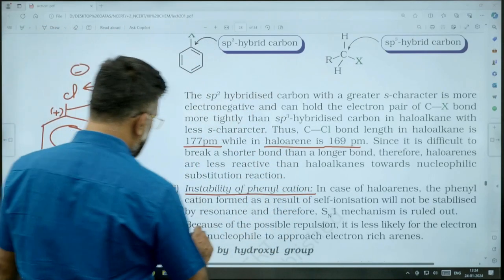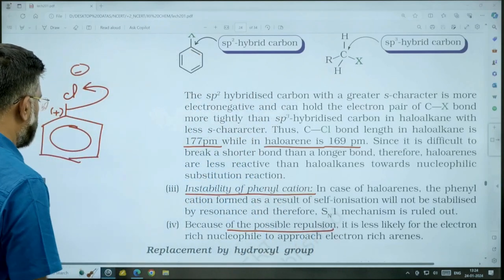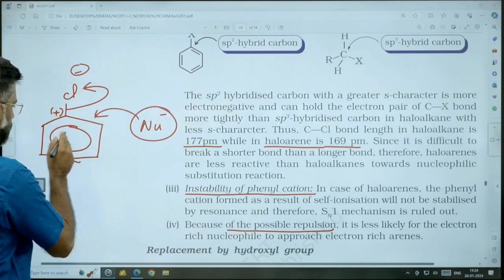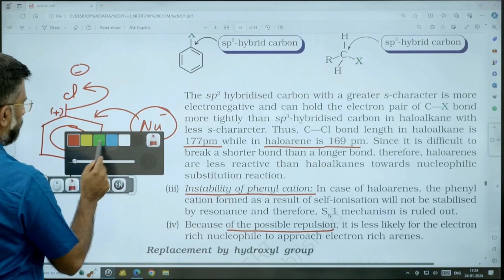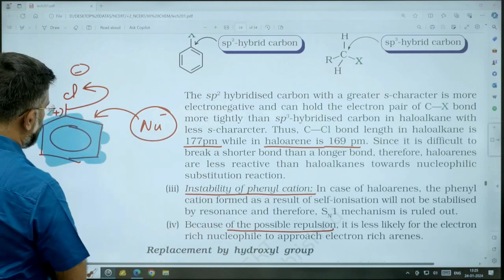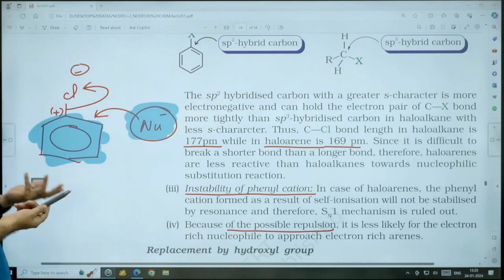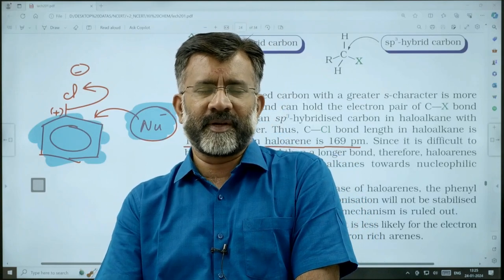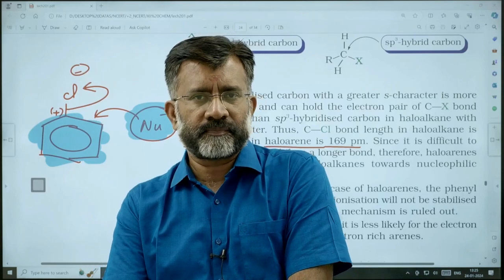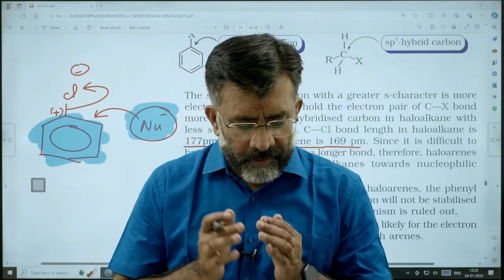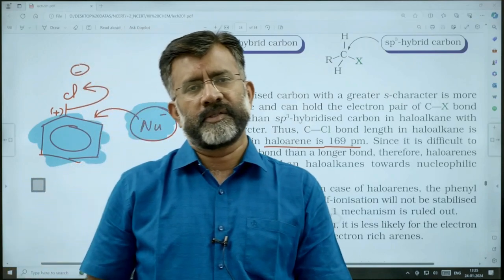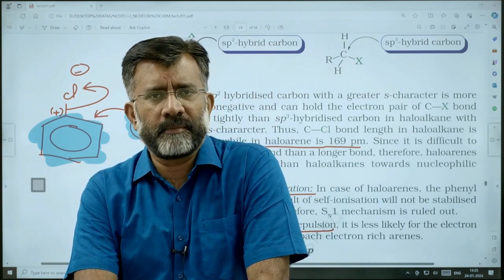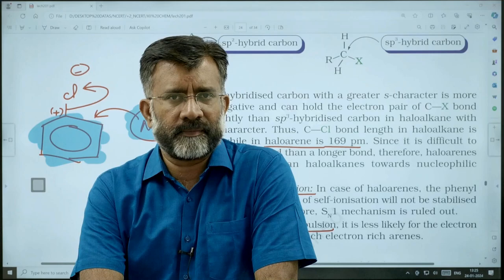And finally, a possible repulsion. How can we think about a nucleophile attacking benzene? Benzene itself is electron rich, no? Isn't it? The ring is electron rich and the nucleophile is also electron rich. How can we assume the nucleophile attacks benzene? It's not possible. There will be a repulsion with the nucleophile. So like this, we can have multiple points explaining why aryl halides are extremely less reactive towards SN reaction.